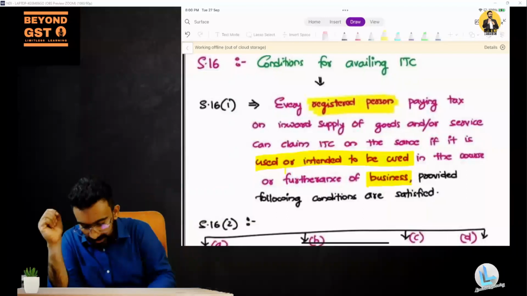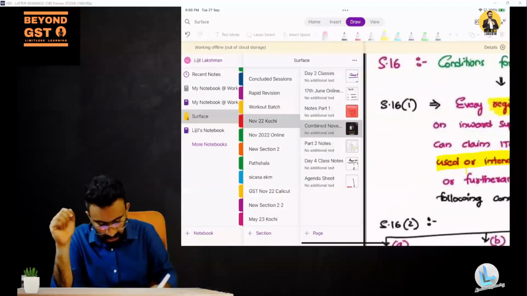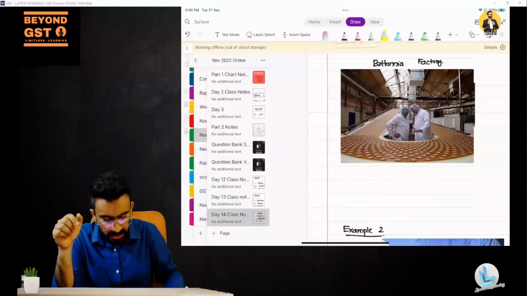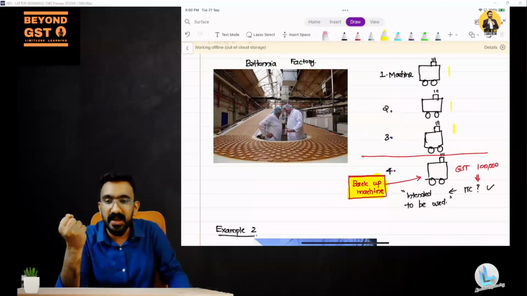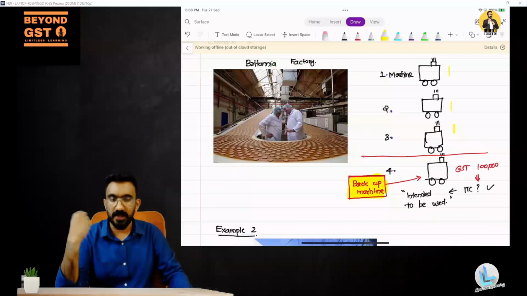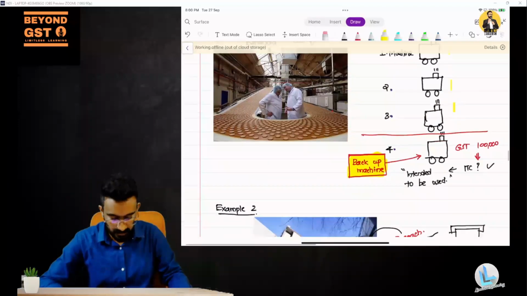So in our example question, we understood that this particular machinery is intended to be used in the business, so you can take the ITC of it. Okay, so for a backup machine, ITC is allowed. So that's one learning that we have.